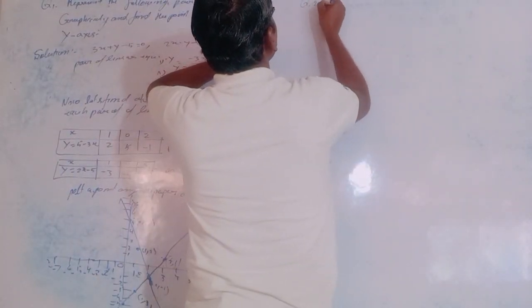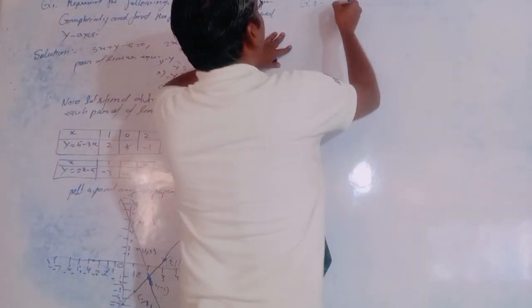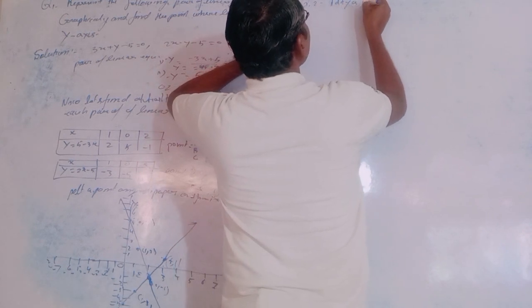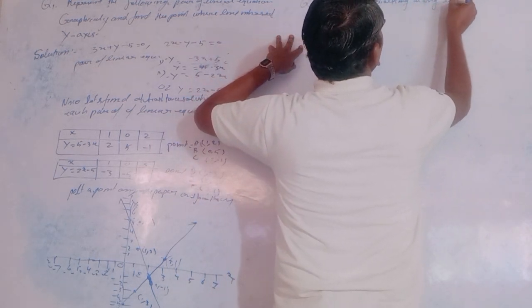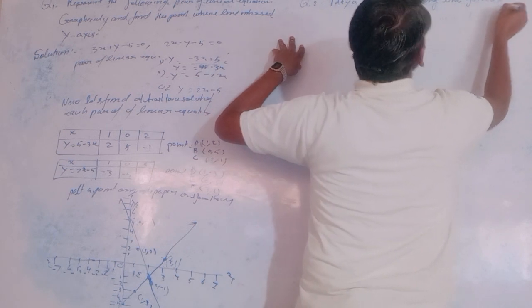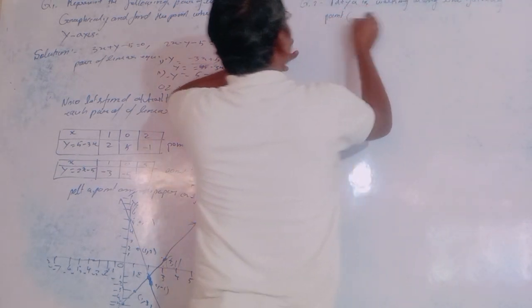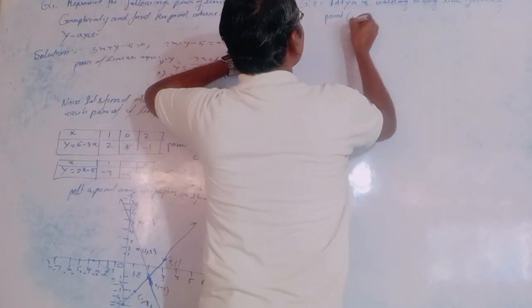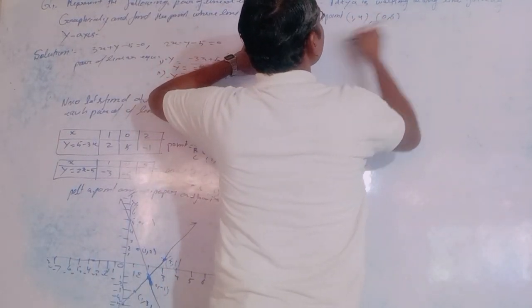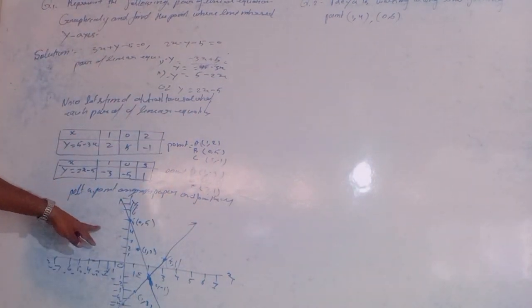And secondly, the second type of question we will take here. So, question number two. Suppose that the second question is telling that Aditya is walking along a line joining points. The joining points are given here: joining points (1, 4) and (0, 6). Okay, joining points (1, 4) and (0, 6).